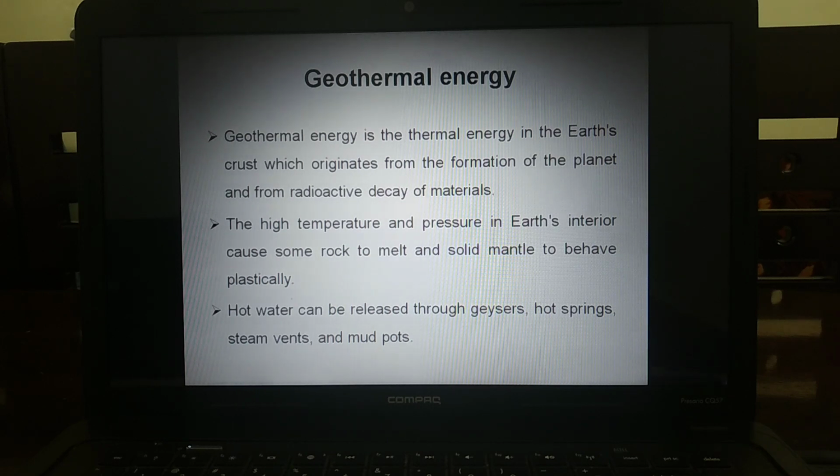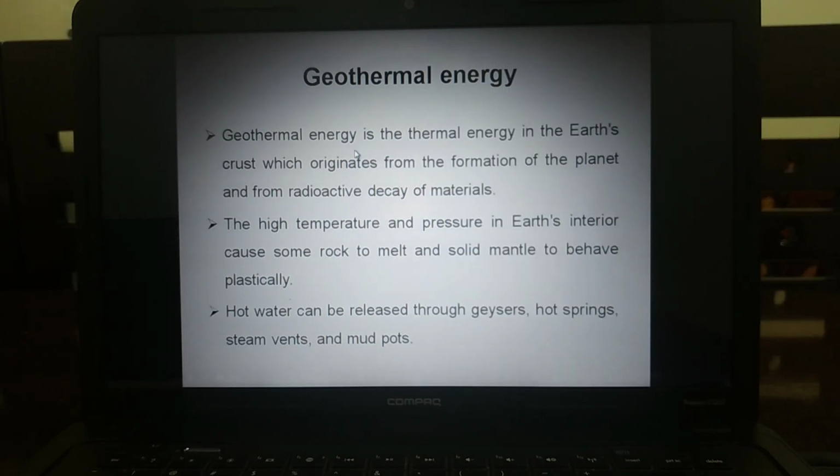Geothermal energy. Geothermal energy is heat within the earth. It is a renewable energy resource. Hot water deep in the earth is accessed by drilling. Geothermal reservoirs are located near the earth's surface.